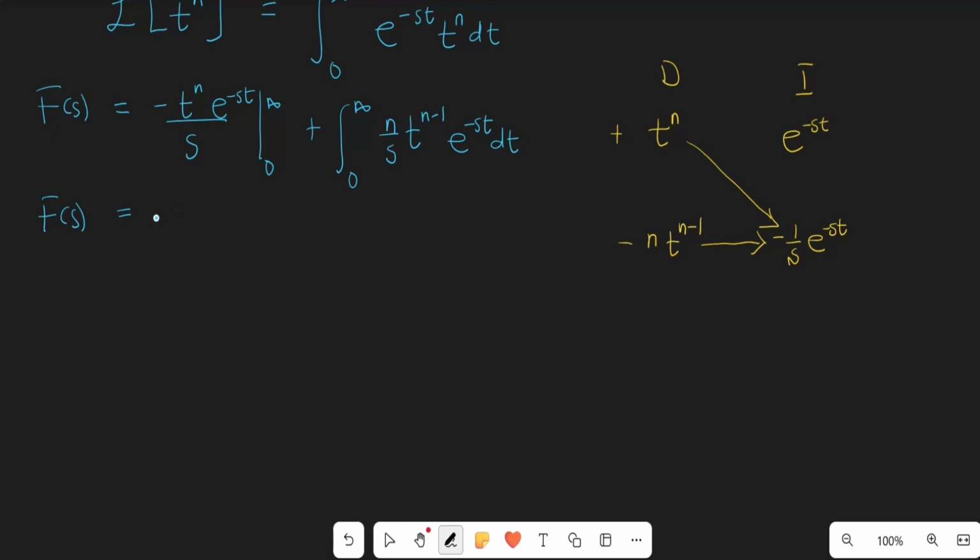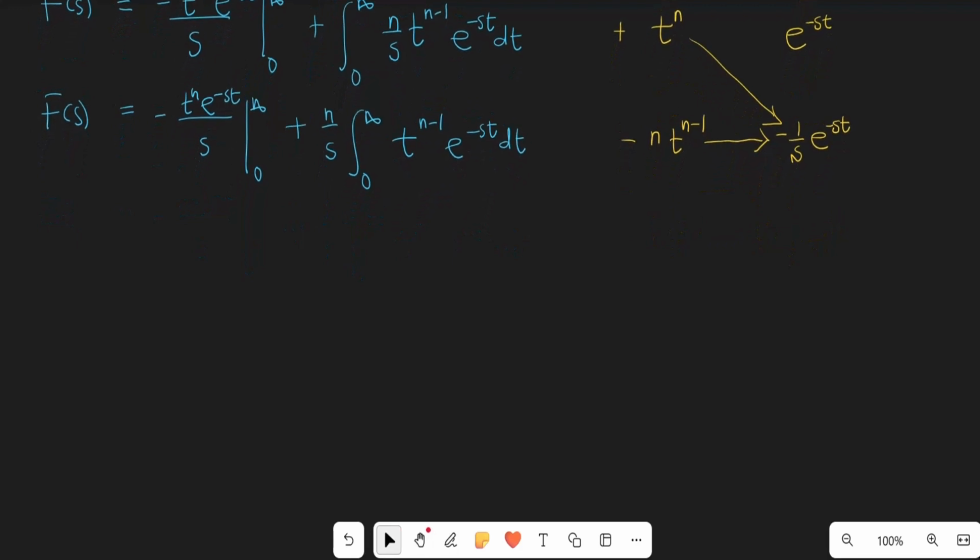So we have negative t raised to the power n, and then e raised to the power negative st over s, the limits of integration from 0 to infinity. This n over s is a constant in the t world, so I am going to bring it out of the integral in front here, and then I'll have the integral from 0 to infinity of t raised to the power n minus 1 e raised to the power negative st dt.